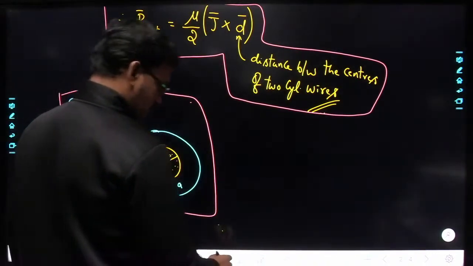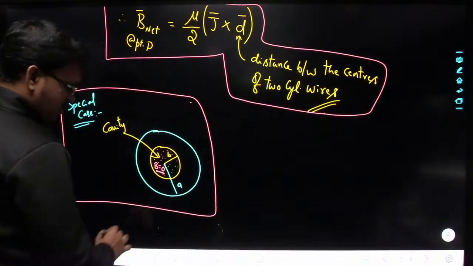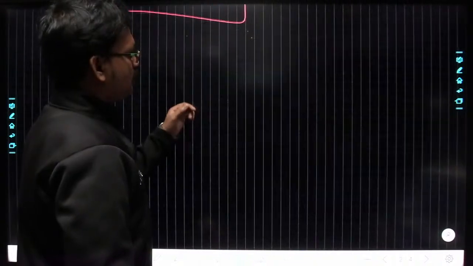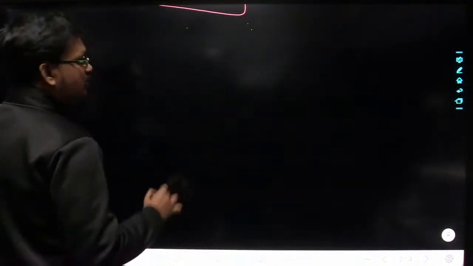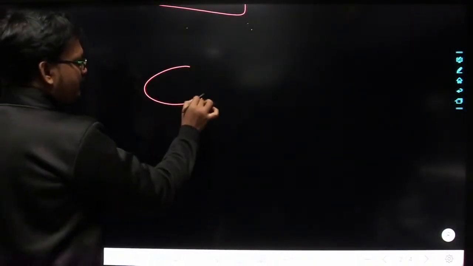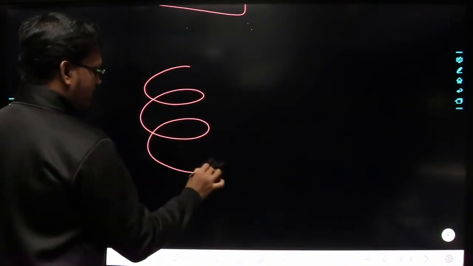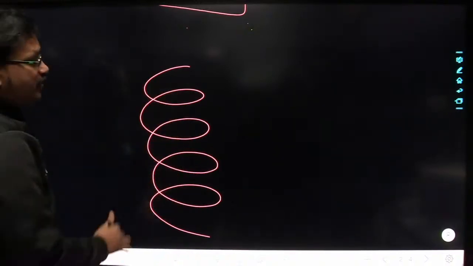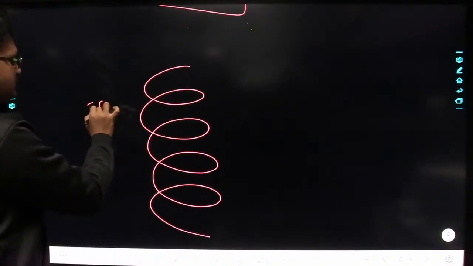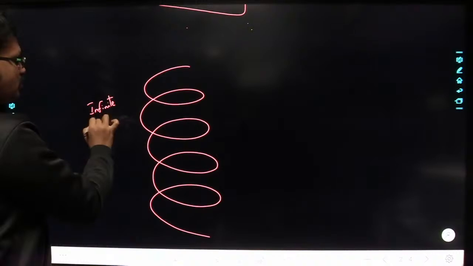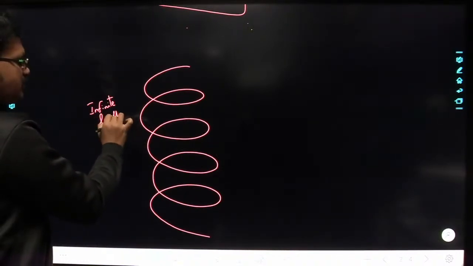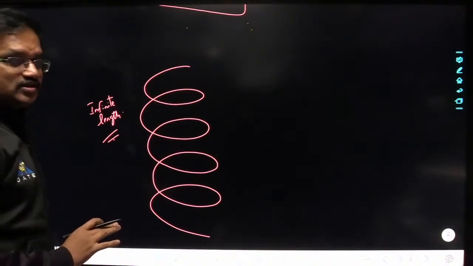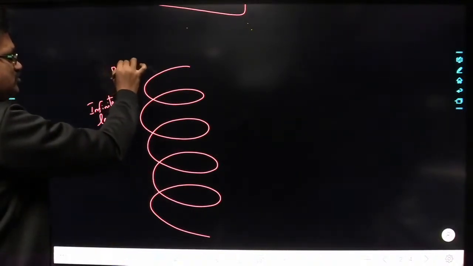So I hope this problem is crystal clear here, right? Next we try to determine the B field inside a solenoid. If you have a solenoid of infinite length, then we try to determine the B field inside the solenoid. Inside the solenoid, what is the B field?